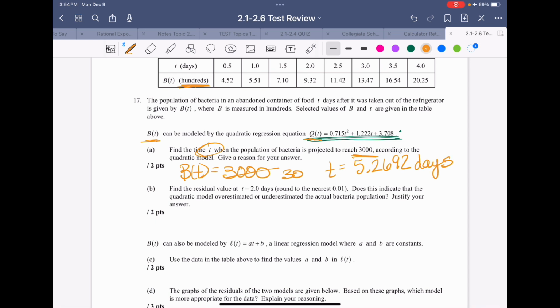Okay. Now I need to find the residual value at t equals 2 days, and it says round to the nearest 0.01, which is strange, because remember, correct to 3 decimal places unless you're told otherwise. So you want to be very careful with that. So remember, residual is actual minus predicted. So the actual is 9.32.